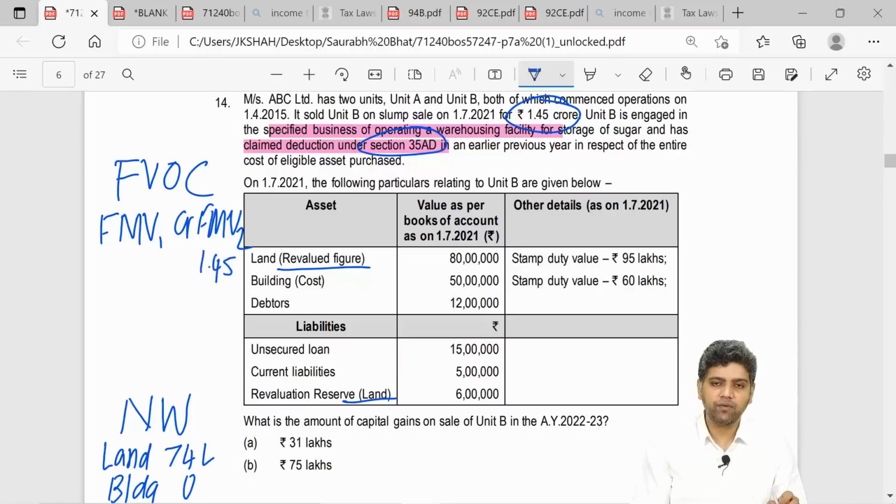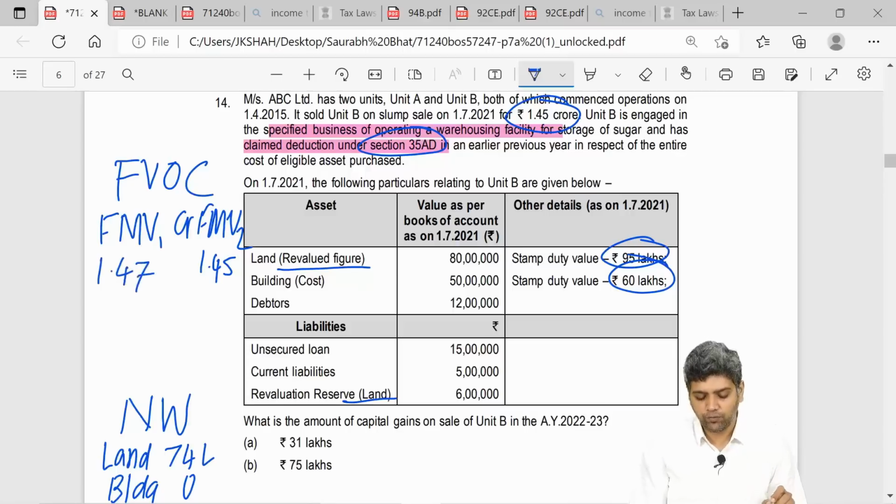FMV1 is the FMV of the outgoing asset. Now in that, in case there is any immovable property, we consider the stamp valuation of that property. Here they have told us stamp valuation is 95 lakhs and 60 lakhs respectively. So I will add 95 plus 60. Other assets remain the same, debtors minus the liability. So this comes to 1.47. How did I get 1.47? 95 plus 60 plus 12 minus 15 minus 5. So which is higher?